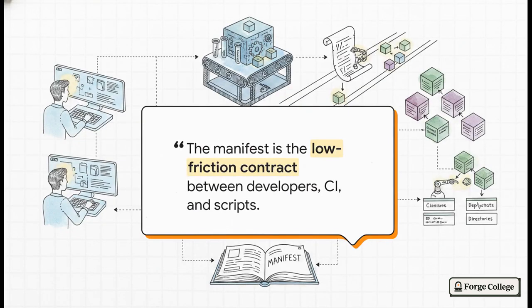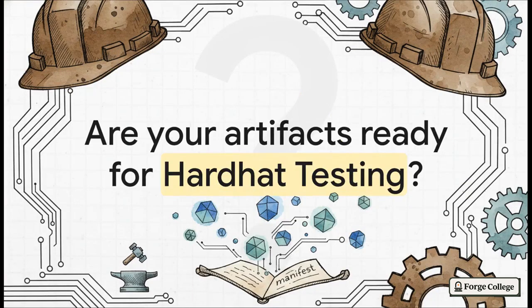I really want you to consider this core takeaway from our source material. The manifest is the low-friction contract between developers, CI, and deployment scripts. Honestly, just building this simple organizational habit is going to save you from endless hours of debugging mismatched builds. It allows your tests to load predictably, and it lets your deployment pipelines reference verified artifacts without ever having to guess or scan through ambiguous, messy directories. We're going to be heading into the Hardhat testing environment in our next module, where this clean manifest is absolutely going to be your best friend.